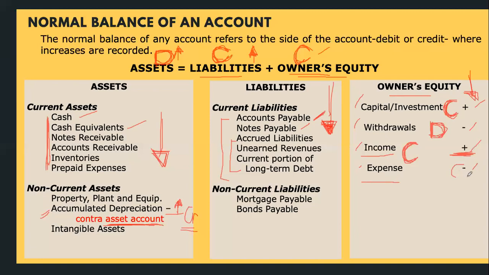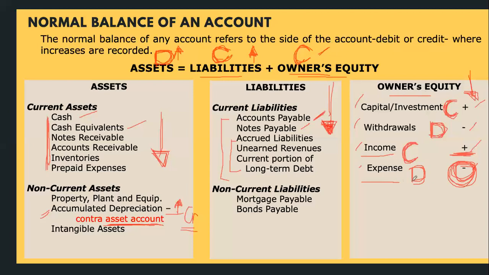Expenses is deducted in computing the owner's equity. Therefore, since it is deducted, what is the normal balance of the expenses? So, expenses has a normal balance of debit. Right? So if we debit an expense, it will decrease your owner's equity balance because again, the normal balance of equity is credit.